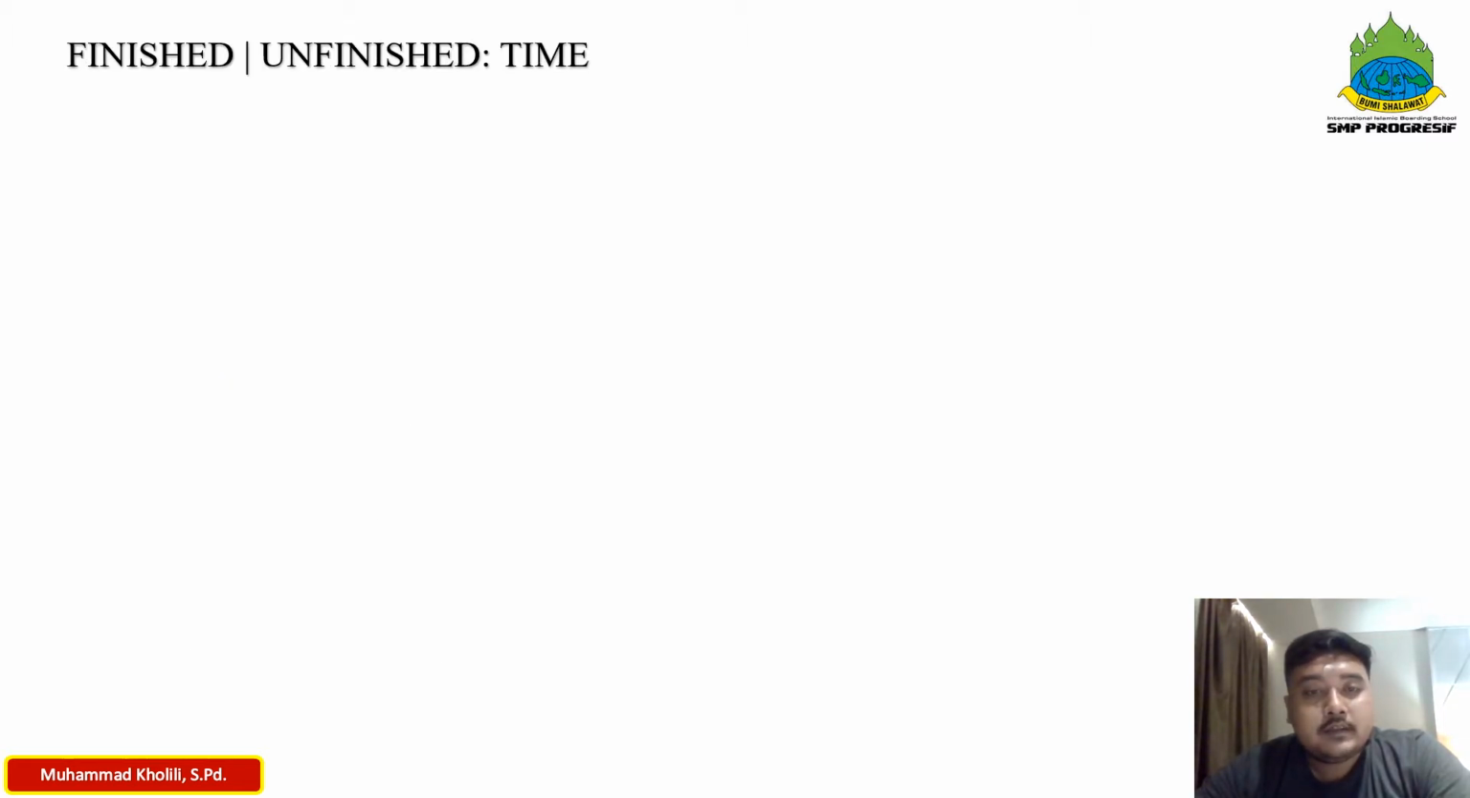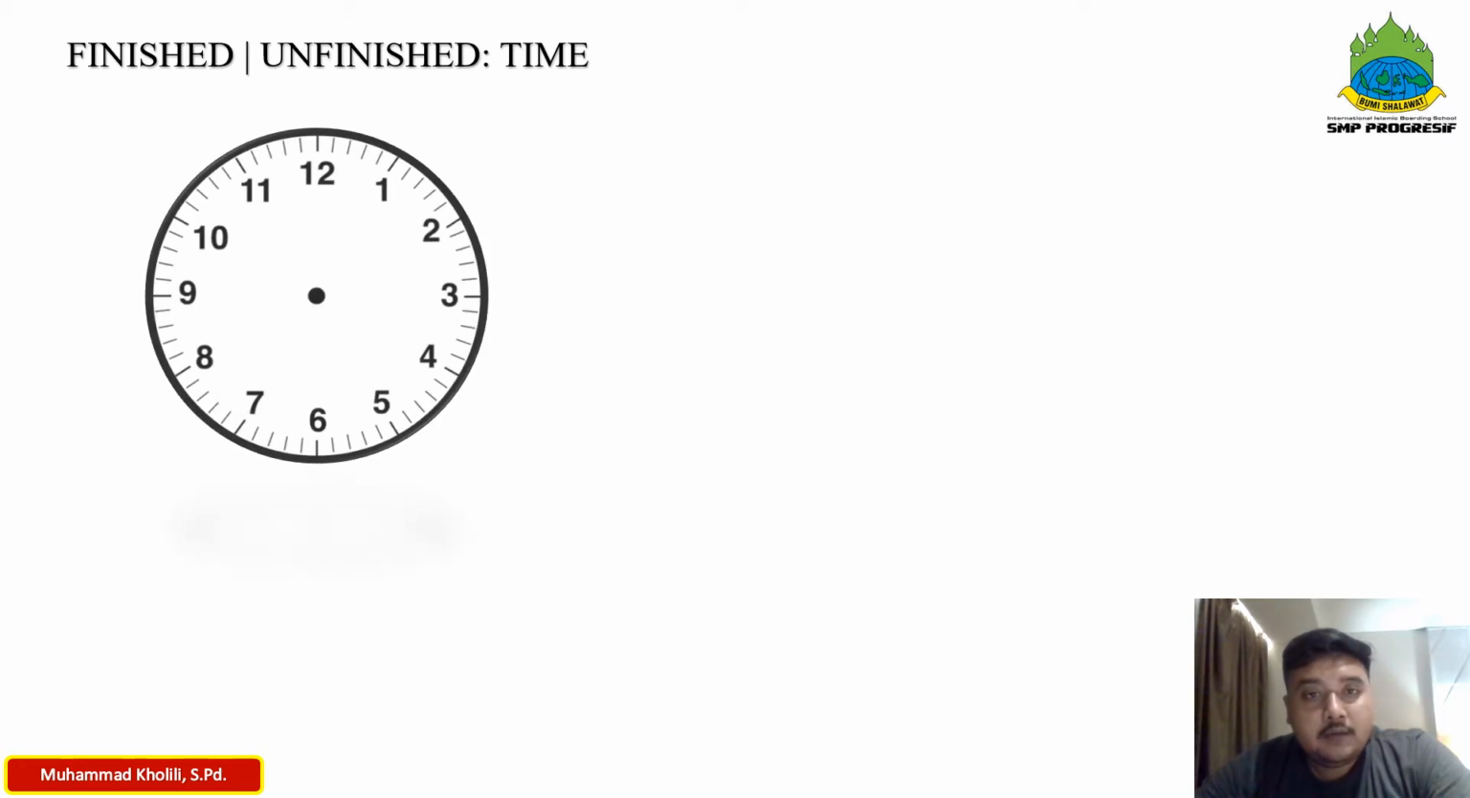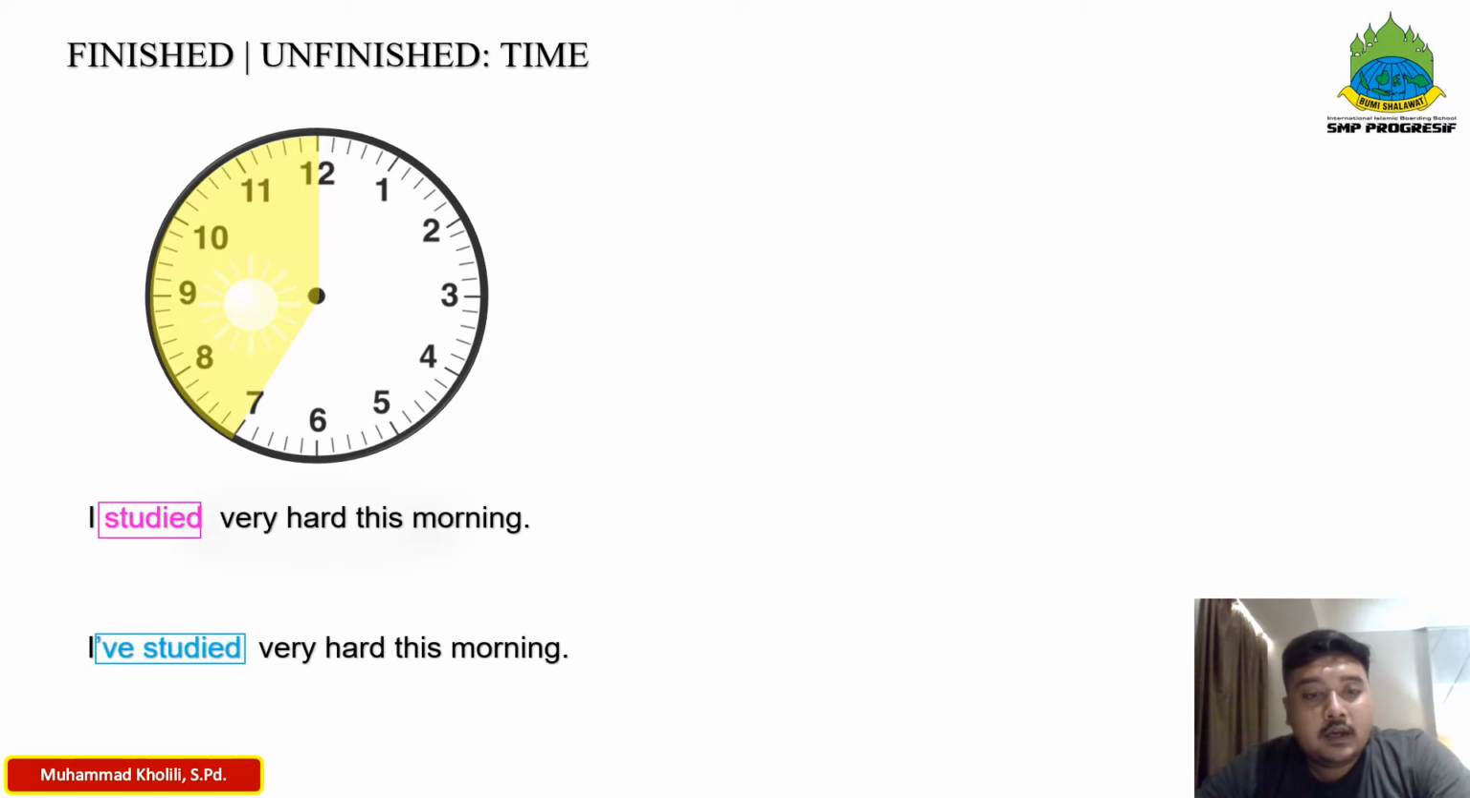It's about unfinished time. I have a clock here. My morning is from 7 to 12. That's my morning. I have two sentences here. I studied very hard this morning. I have studied very hard this morning. What is the difference between the two sentences?